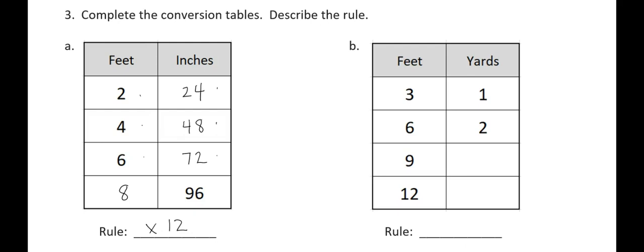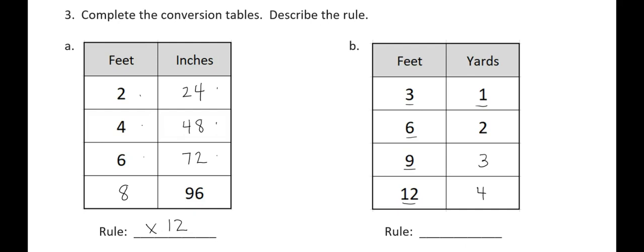In Table B, I'm looking at the connection between feet and yards. For every 1 yard I have, there are 3 feet. If I have 6 feet, that means I have 2 yards. If I have 9 feet, that would give me 3 yards. If I have 12 feet, well, 12 divided by 3 is 4, that would give me 4 yards.